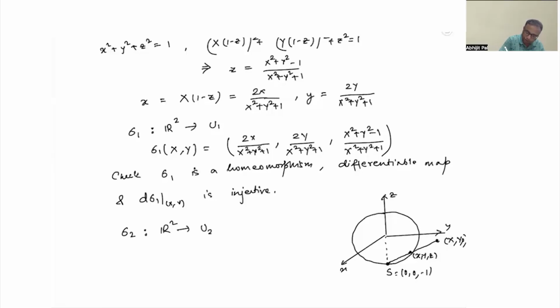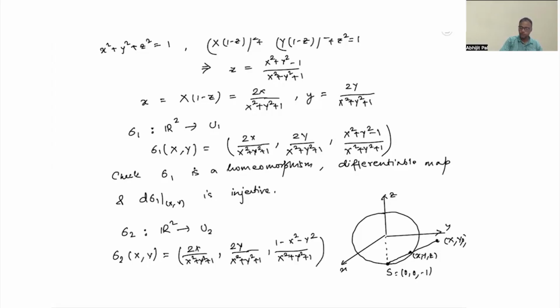Okay, so sigma 2 of capital X, Y you can compute. What you'll get is 2X by X square plus Y square plus 1, 2Y by X square plus Y square plus 1, comma, 1 minus X square minus Y square divided by X square plus Y square plus 1. Okay, so again this map sigma 2 is a homeomorphism. It is a differentiable map, and the differential of sigma 2 is injective.